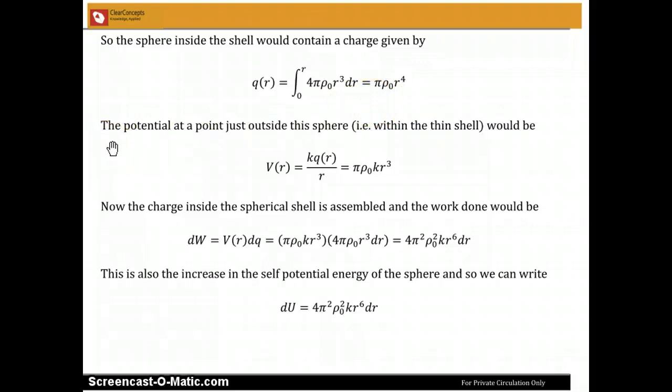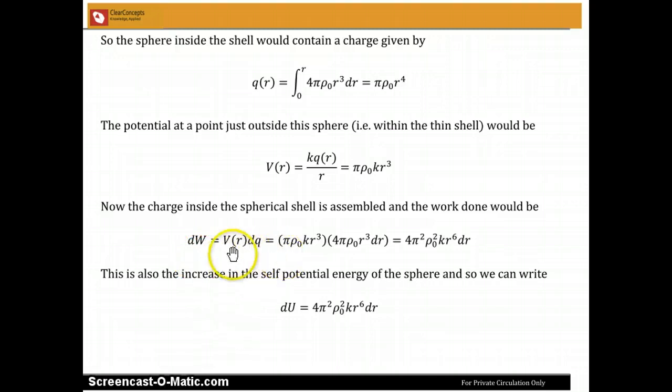Now the potential at a point just outside the sphere, and therefore within the thin shell, would be V_r equals k q_r by r, which when I evaluate turns out to be pi rho naught k r cubed. Now the charge inside the spherical shell will be assembled. So we've got so far the charge inside the sphere of radius small r. Now we are going to assemble the charge in that spherical shell, which has an inner radius small r and a thickness dr. The work done now would be dW equals V_r dq.